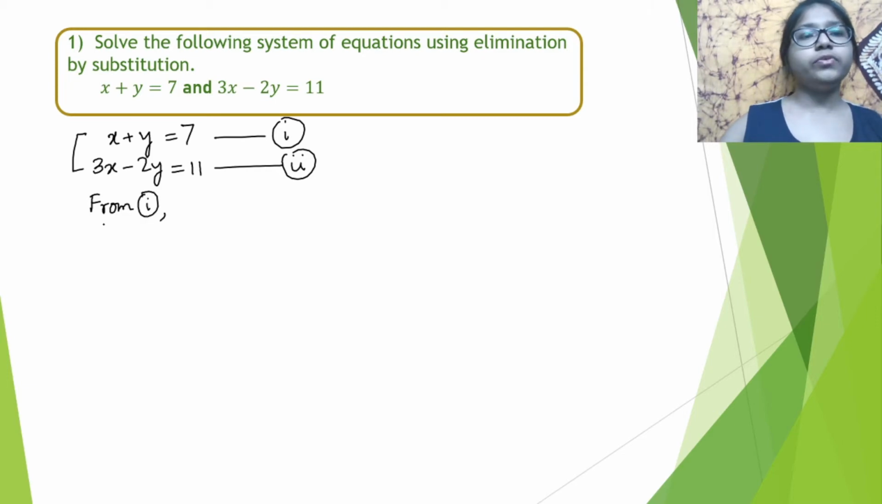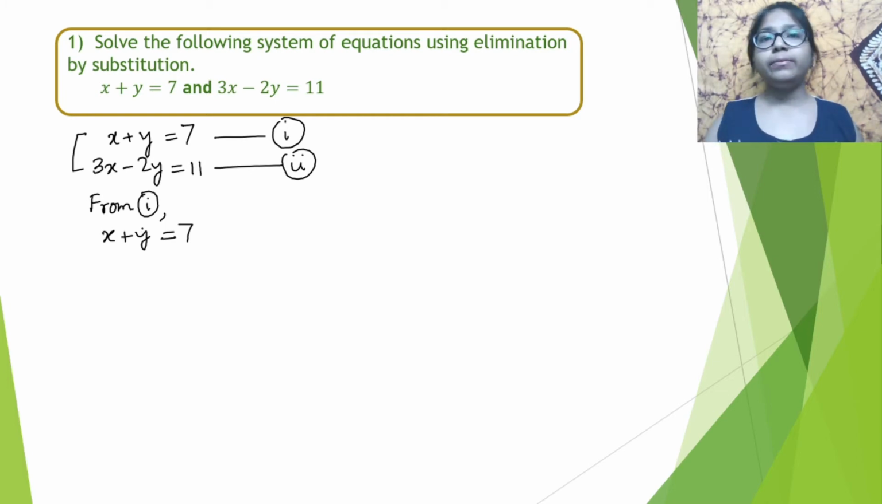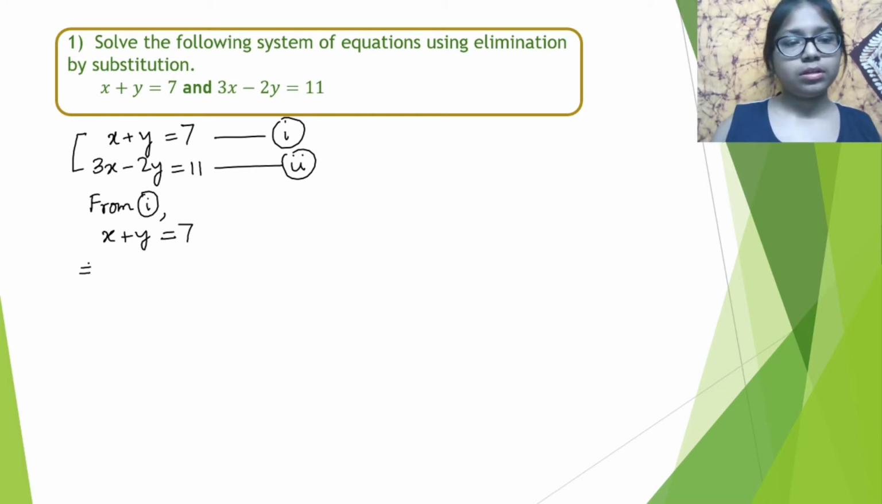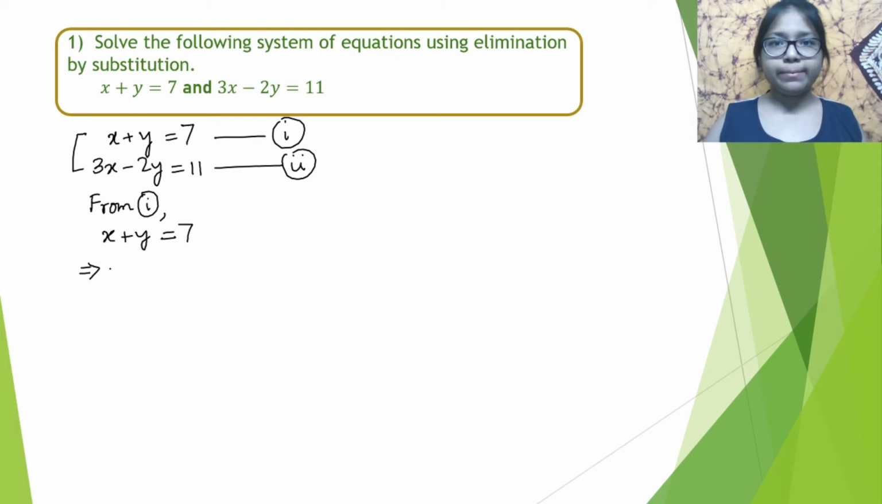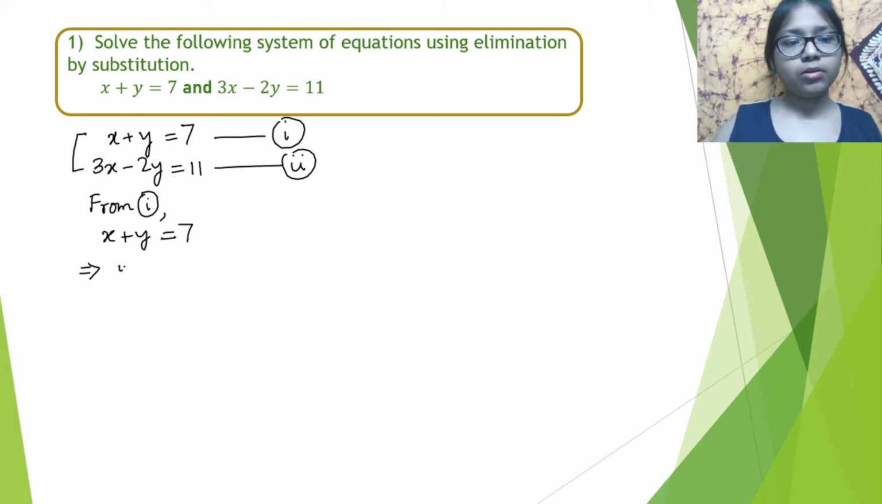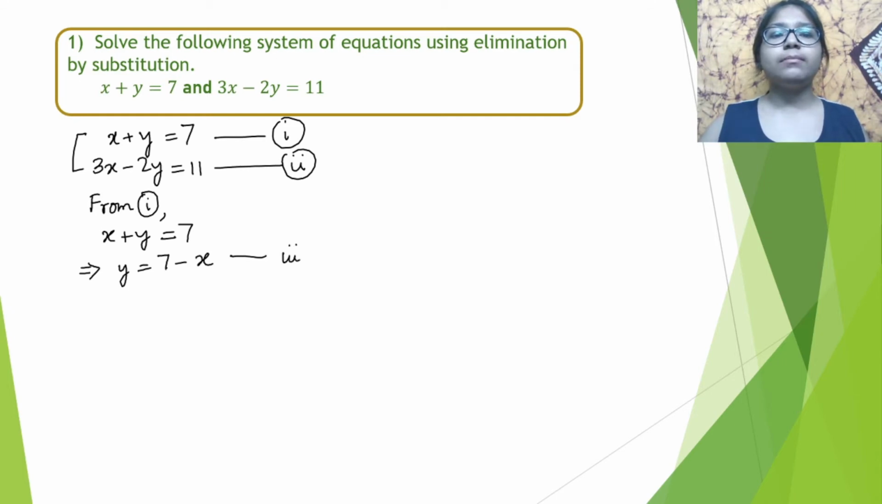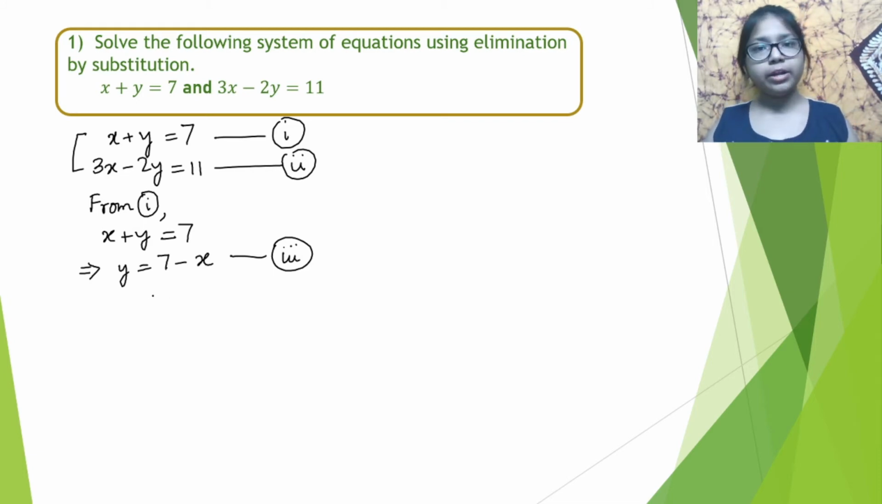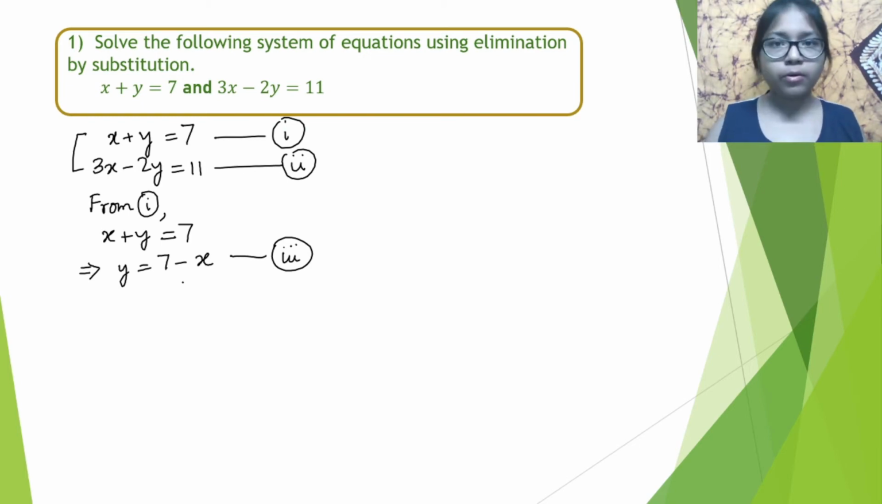Okay. Now, from 1, what you can write, this is a substitution. That means you have to substitute a variable by another variable. So let us substitute y by x. So what will be the equation? Y equals, this x will go in the right hand side and will become 7 minus x. Okay. Let's say this is equation number 3. So this is the first step. You have to substitute one variable by another variable. You can do it in any equation. I have performed in equation number 1.